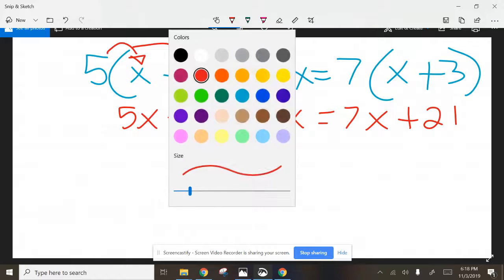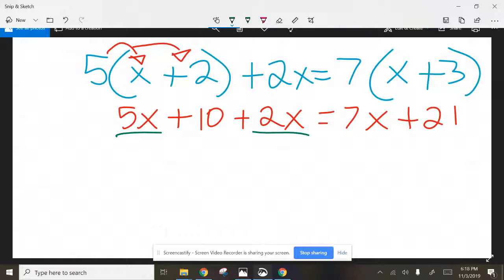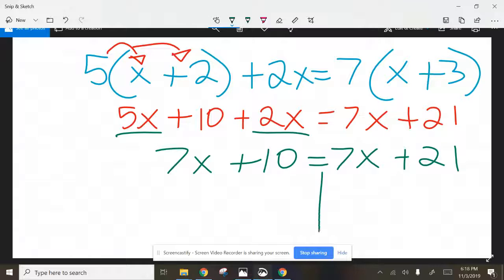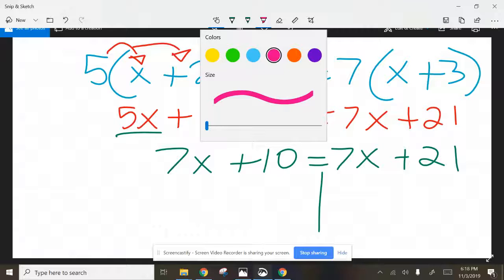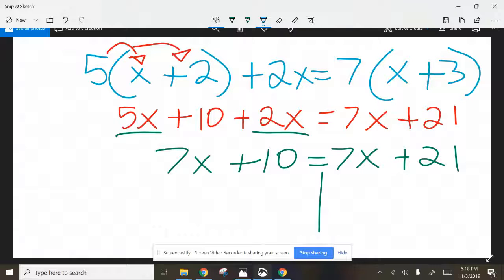Now, what would your next step be? You would notice here I have 7x plus 10 equals 7x plus 21. And again, I want you to stop here. If you can get this concept quicker this week, it's just going to make the rest of the semester go smoother. Look at both sides of my equation. What do you notice about the variables? They're both the same. When you move letters to the left, this gets eliminated, it goes away.